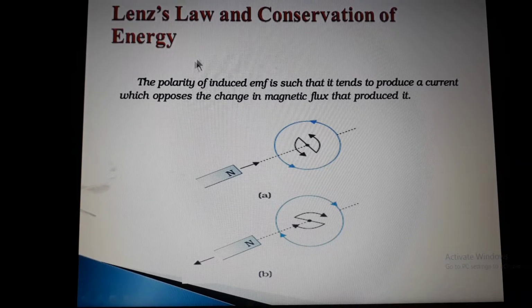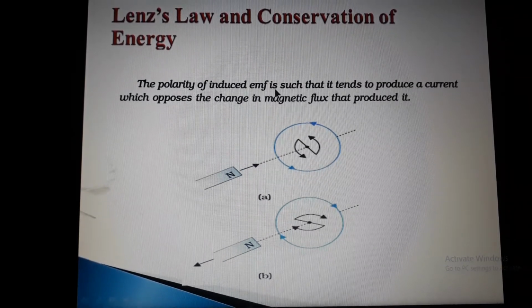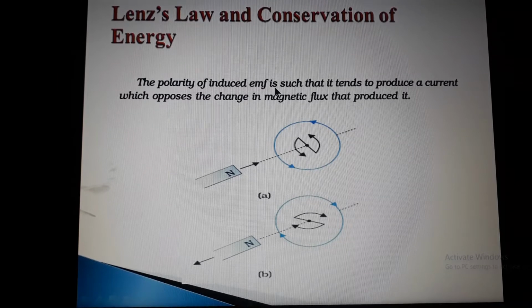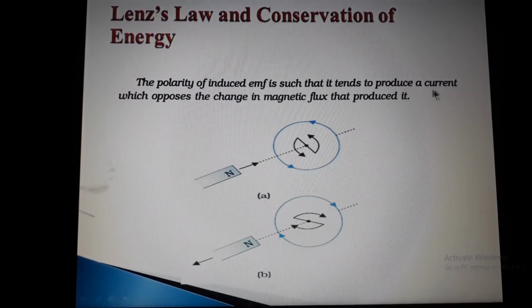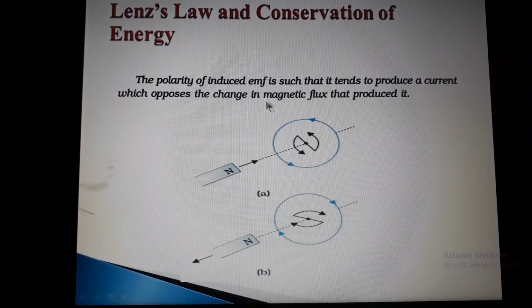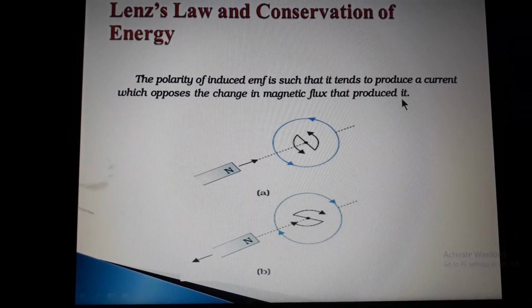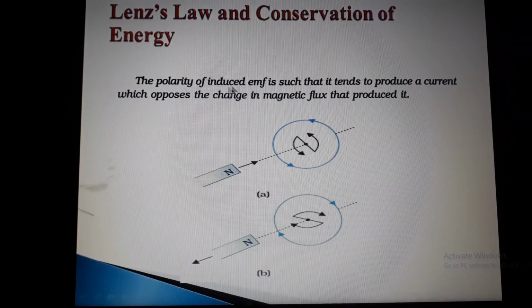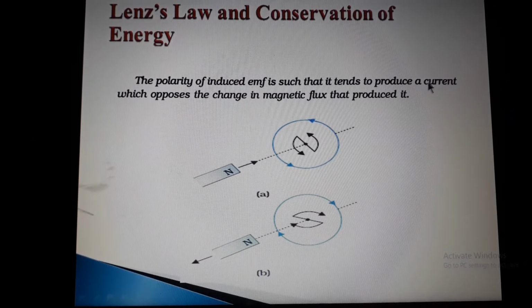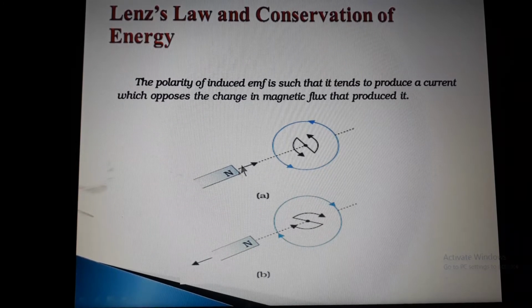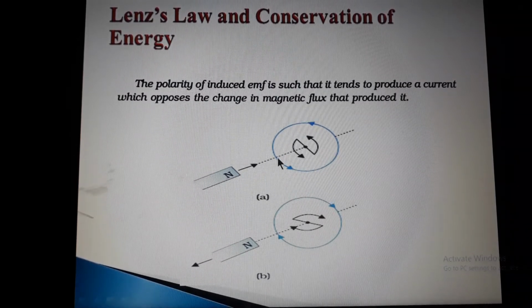The statement is that the polarity of induced EMF is such that it tends to produce a current which opposes the change in magnetic flux that produced it. In this diagram, just see, this is a bar magnet, and the north pole of the bar magnet moves towards this coil.